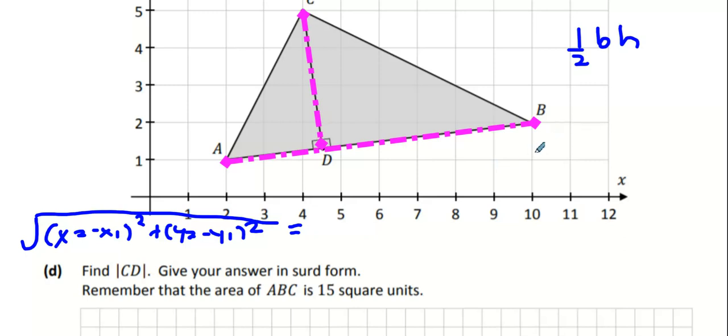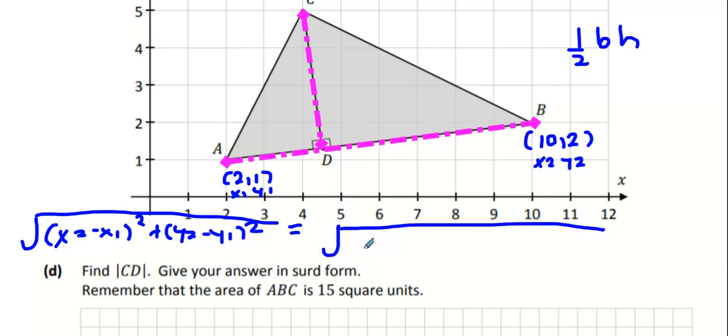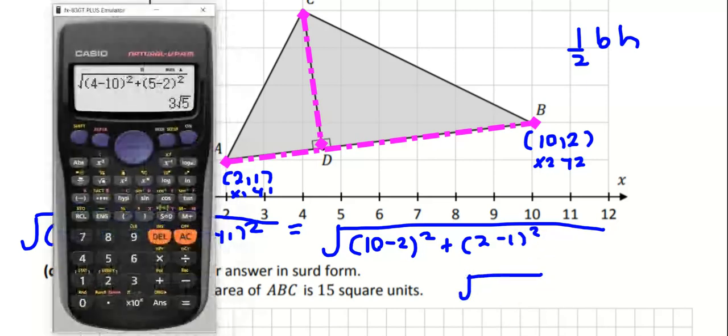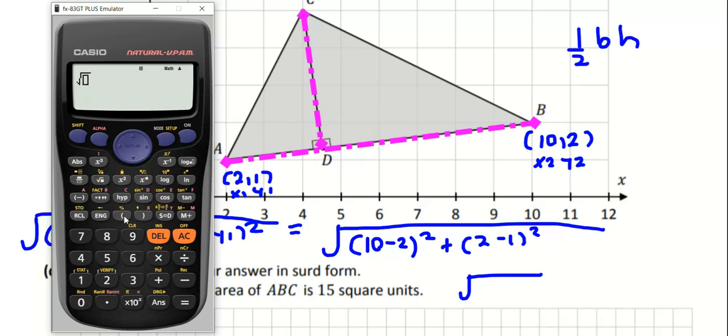Okay, so this is going to be x2, y2, so that should be 10, 2. This one is 2, 1. And this is x1, y1. Okay, and we get 10 take away 2 squared plus 2 take away 1 squared. And we throw all that into the calculator and let's figure out what we have going on here.